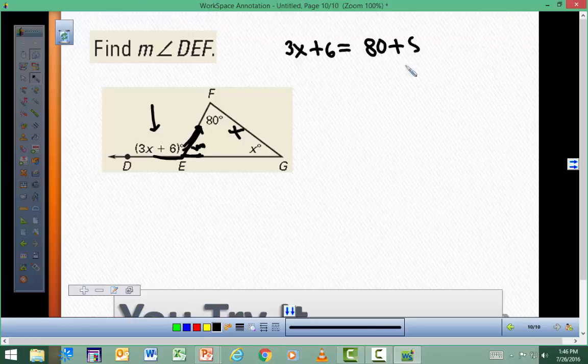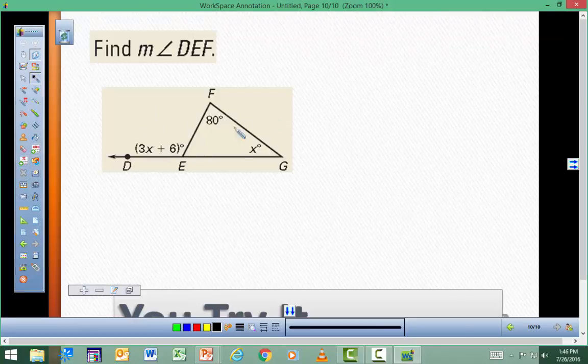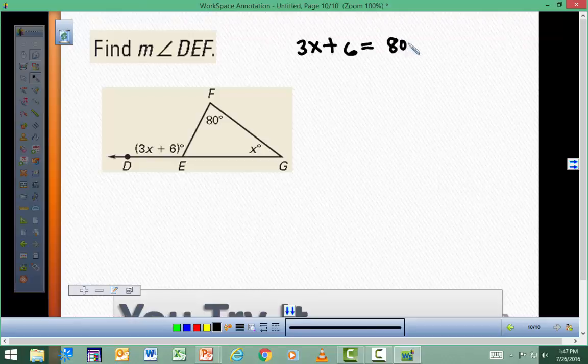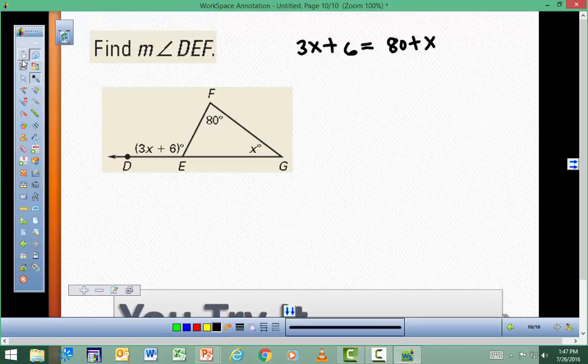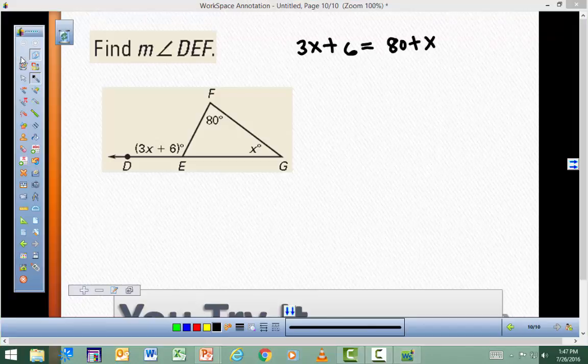And maybe a student can finish this for me. 3x plus 6 is equal to 80 plus x. So a student can wrap this up for me. I'm going to move the x's over, move the 6 over, and do some basic algebra. Okay, for our Camtasia lesson, we're just going to continue.